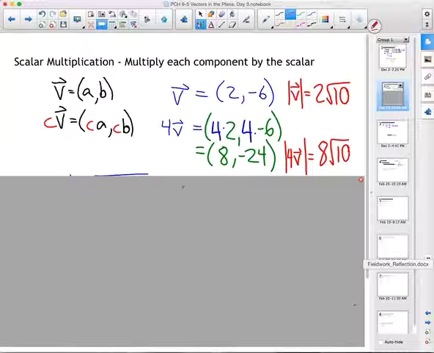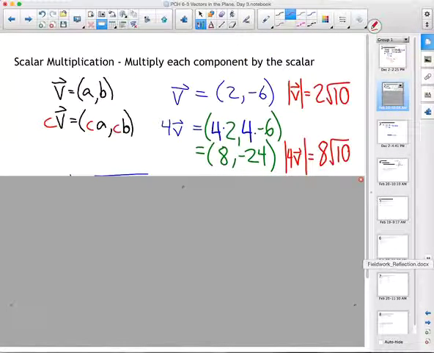Wait, how do you do that? Well, you've got 8 and negative 24, right? So it's the square root of 8 squared is 64, 24 squared is 576, and you add those together and you've got 640. But why not negative 24? Well, when you square it, the negative becomes positive. Otherwise, you'd end up with a negative number you're square rooting.